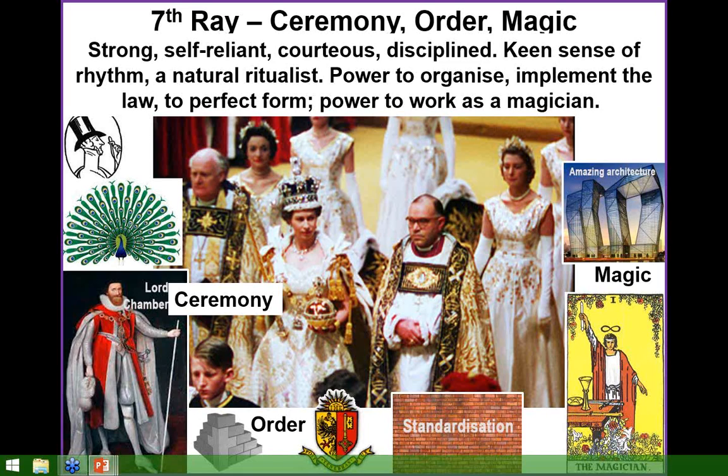If we go to the left, we've got the peacock there, and so seventh ray types are very, very aware of how they look. So a lot of people have their physical bodies on the seventh ray. If you have a physical body that's more finely boned, if you have natural grace and rhythm, a keen sense of rhythm, and you're a natural ritualist, you probably have a seventh ray physical. If you glide when you walk, you've probably got a seventh ray physical.